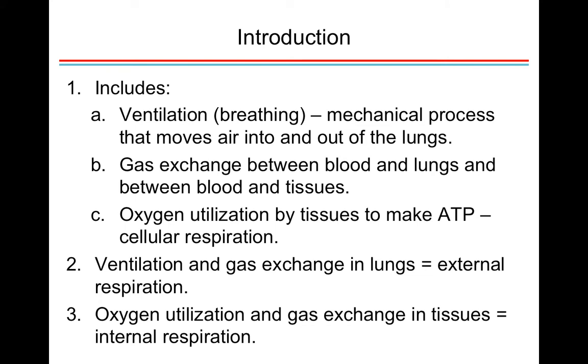The respiratory system includes ventilation, which is the mechanical process that moves air into and out of the lungs. Another word for that is just breathing. It includes gas exchange between the blood and lungs and between the blood and tissues. And it includes oxygen utilization by tissues used to make ATP, which is needed for cellular respiration. And of course, we know that is via the process of oxidative phosphorylation, which makes the majority of ATP in our cells.